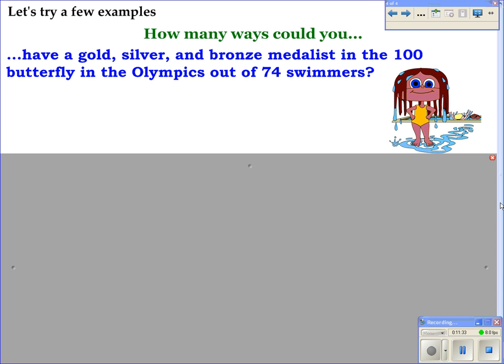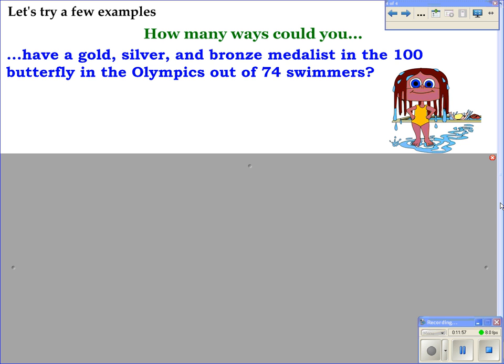So this is a very real situation. We're at the Olympics. We have 74 people in this same race wanting to win one of the top 3 prizes. Obviously, everyone's trying to get the gold. Okay, so coming in silver is still good, but obviously everyone's wanting that specific gold medal.